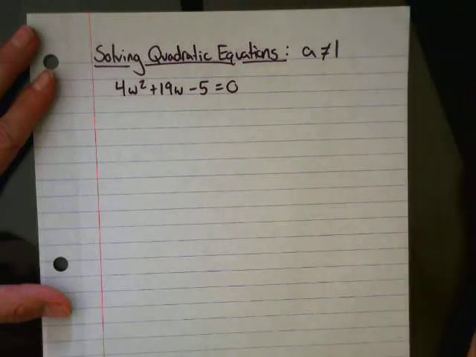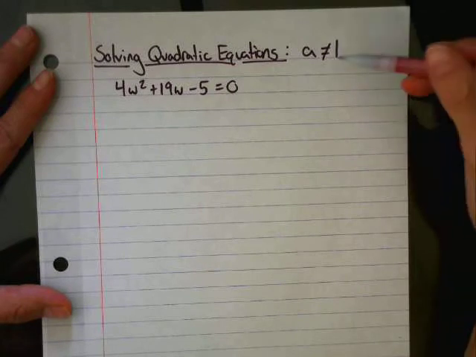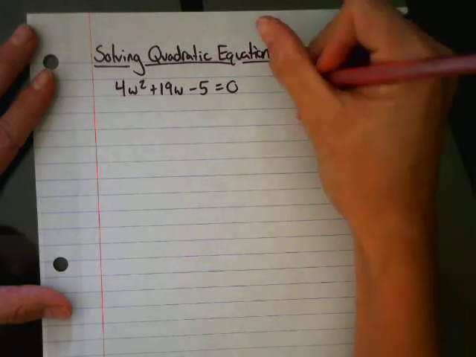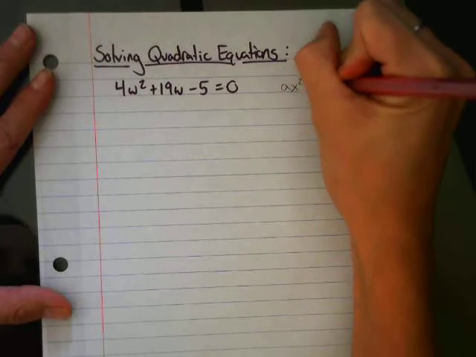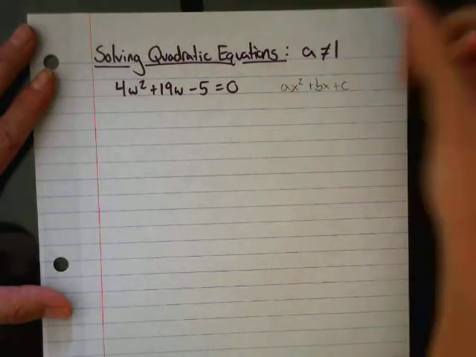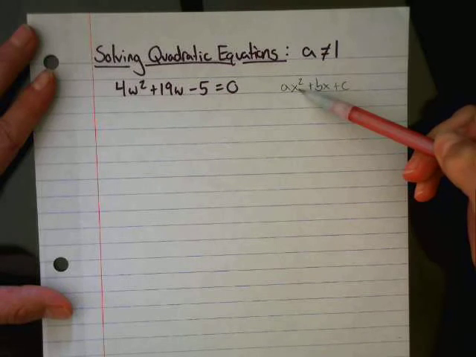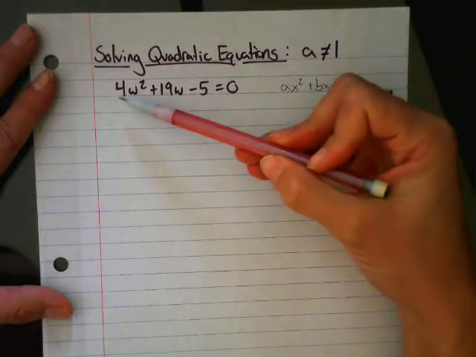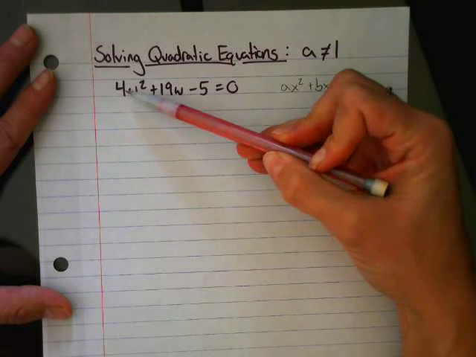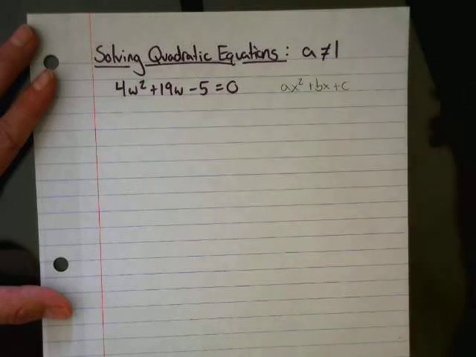Alright, in this video I'm going to be showing you an example of solving quadratic equations, but when a does not equal 1. So with our standard form ax squared plus bx plus c, we're talking about when this coefficient in front of the x squared term is something other than 1. For example, over here with this quadratic equation, a is equal to 4.